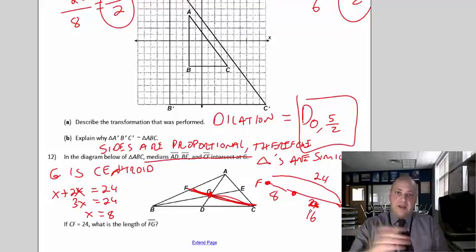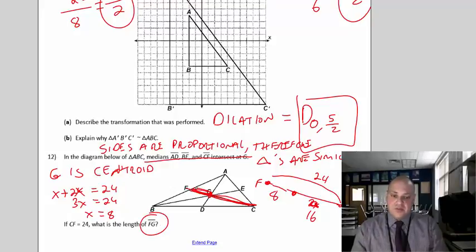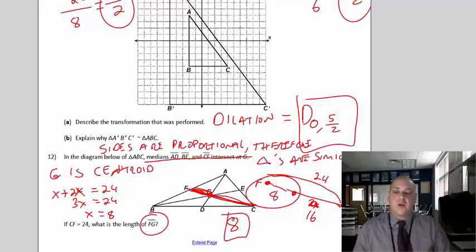16 is double 8, and 8 and 16 add up to 24. So they want FG. FG was the smaller piece, so FG is 8. So 8 would be my answer for this one because they wanted the smaller piece.